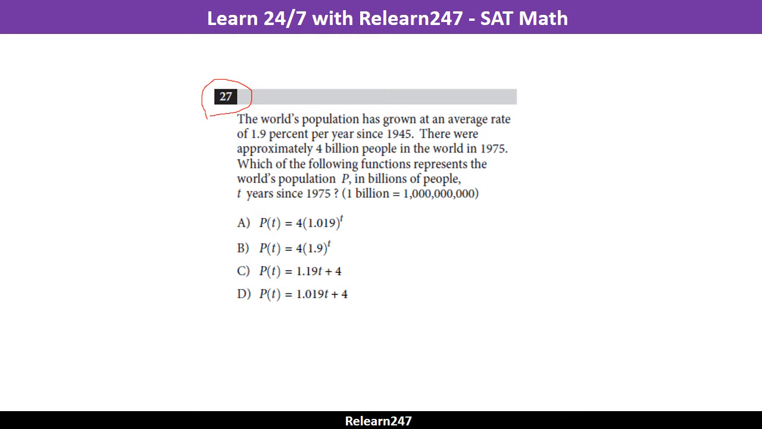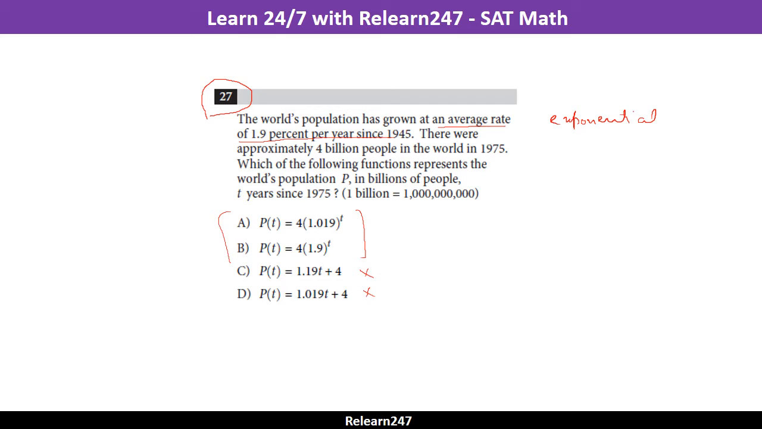The world's population has grown at an average rate of 1.9% per year. So it is saying that it is growing at an average rate. So this will be an exponential function, right friends, because it is saying it is growing at an average rate per year. So directly we know that it's exponential, we can cross out option C and option D, so we are left with two options.